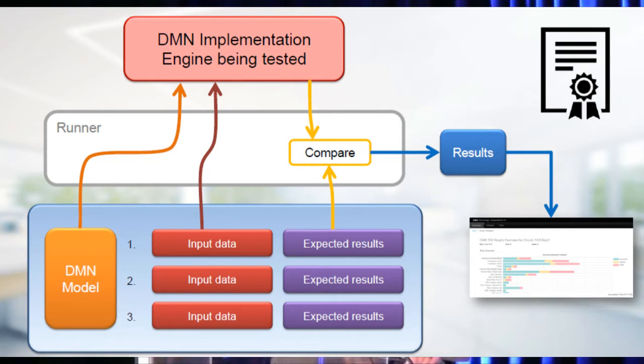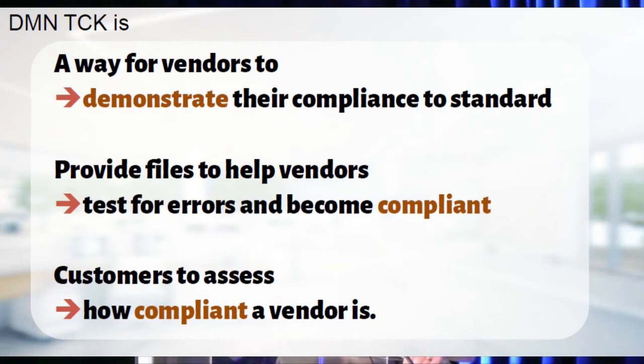But what we do define is a set of input data. These are individual test cases, and each test case provides a set of input values and a set of expected results. And what the runner does is it submits the input values, compares it to the expected results, and then outputs a simple CSV file of the results. And we take that CSV file and we make a website out of it. So that's it in a nutshell. The DMN TCK is a way for vendors to demonstrate their compliance, to provide files to help vendors test for errors to become compliant, and for customers to assess how compliant a vendor is. So I think this is very important for the health of DMN community overall.